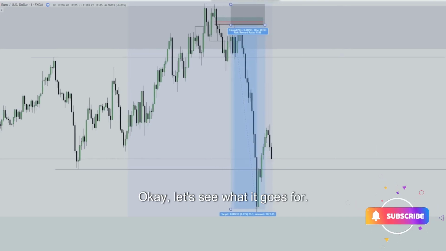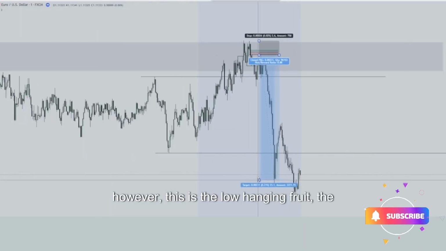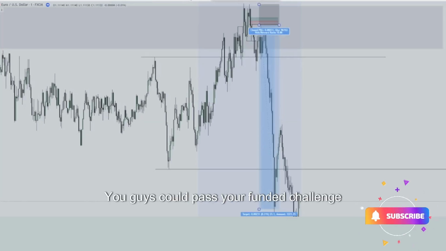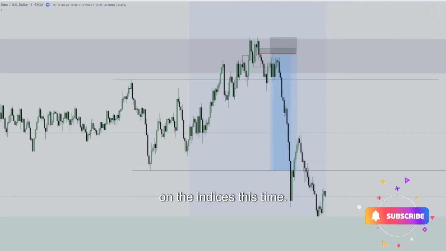Okay, let's see what it goes for. If you are targeting further levels to the downside, however, this is the low-hanging fruit, the main lows. And as you can see, it goes for more than a 1 to 10. You guys could pass your funded challenge in just this one trade right here. Let's get into the second example on the indices this time.